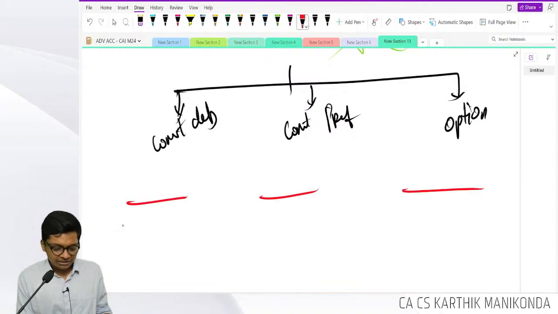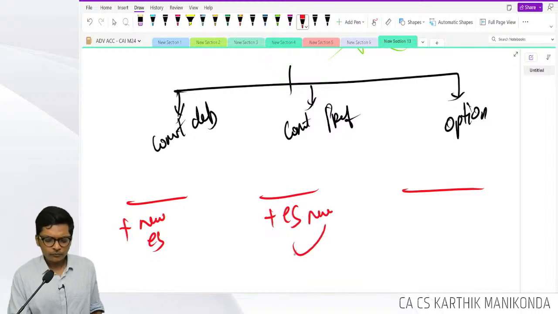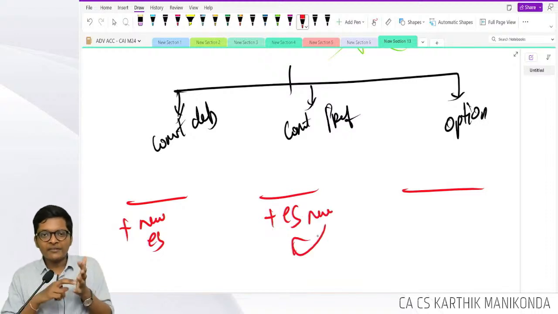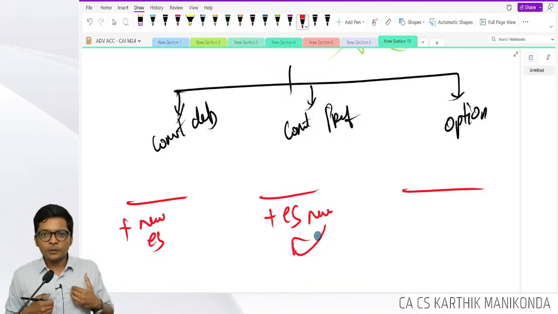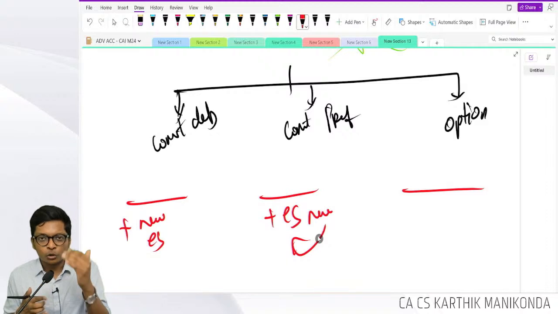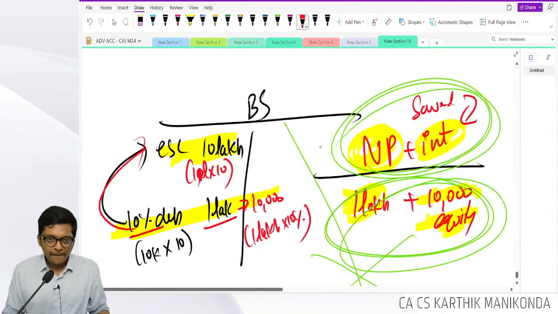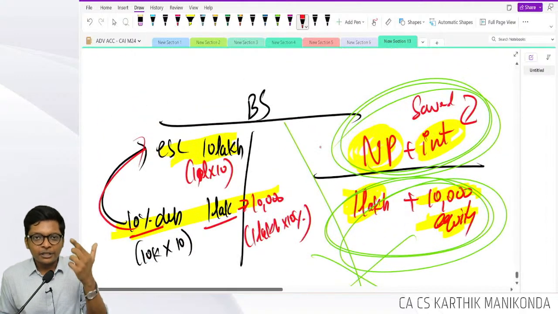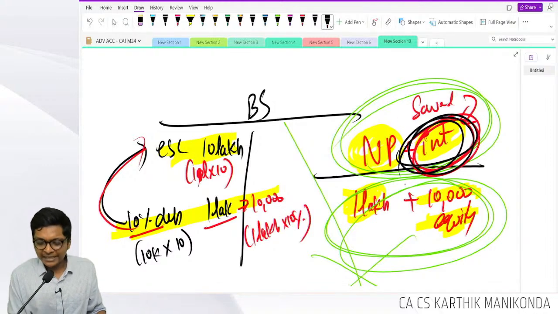Denominator: in debentures, add new equity shares. In preference shares also, add new equity shares. Easy. They will give a conversion ratio. Every preference share is going to be converted to some equity shares, or every 4 debentures are going to be converted to 1 equity share. Something. Add new equity shares. Easy. Debentures, if you look at the numerator, because of debentures being converted to equity shares, I don't have to pay interest. I don't have to pay interest, guys.